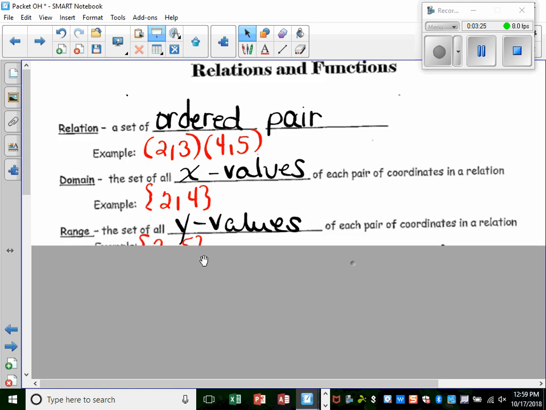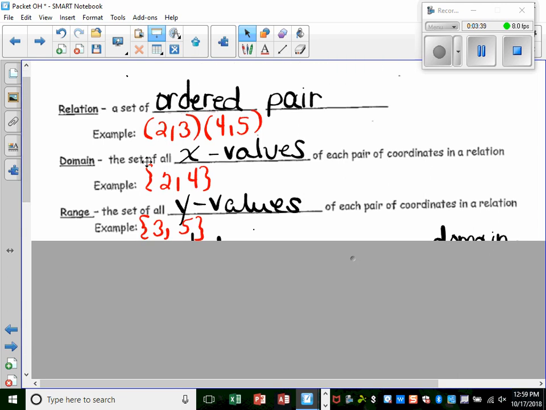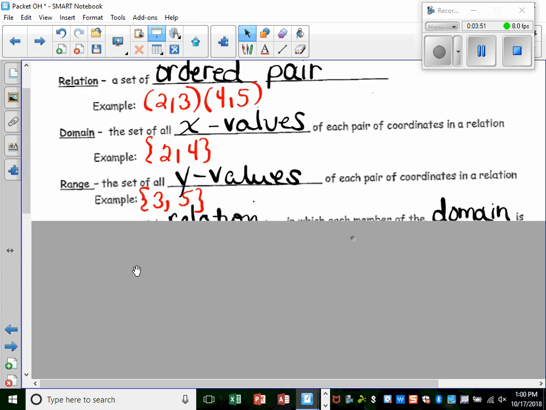The nickname for Y is called range. So again, looking at the first relation I have here, your ranges would be 3 and 5. Make sure you're writing this down because this is going to be on your quiz. Okay, so if I say list the ranges, then you know I'm talking about the Y values. If I say list the domains, you know I'm referring to the X's. Okay, so again, building that vocabulary.